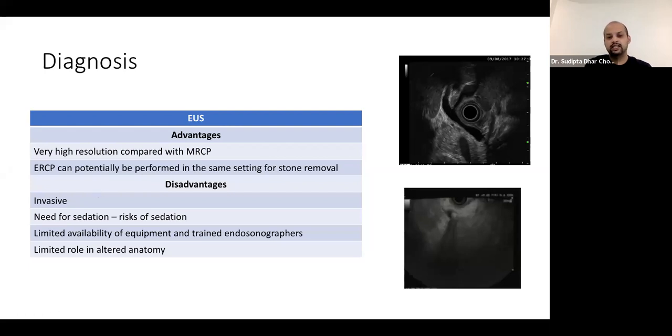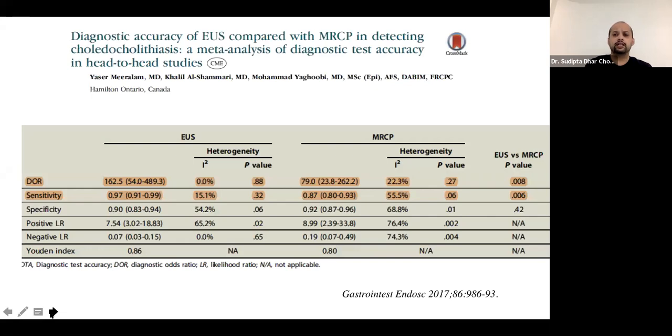It requires sedation, and it is still limited in many centers, primarily because of lack of availability of equipment and trained endosonographers. So how does EUS compare to MRCP in detecting choledocholithiasis? A meta-analysis shows that the diagnostic odds ratio is higher for EUS compared to MRCP, and this is primarily because the sensitivity of EUS is much higher than that of MRCP.